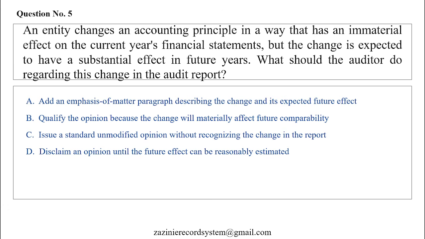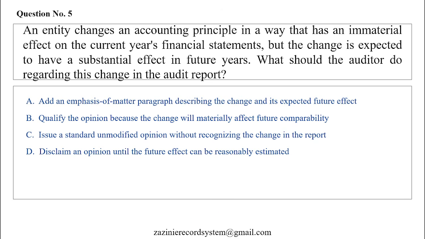Question number 5. An entity changes an accounting principle in a way that has an immaterial effect on the current year's financial statements, but the change is expected to have a substantial effect in future years. What should the auditor do regarding this change in the audit report? Letter A, add an emphasis of matter paragraph describing the change and its expected future effect. Letter B, qualify the opinion because the change will materially affect future comparability. Letter C, issue a standard unmodified opinion without recognizing the change in the report. Letter D, disclaim an opinion until the future effect can be reasonably estimated.